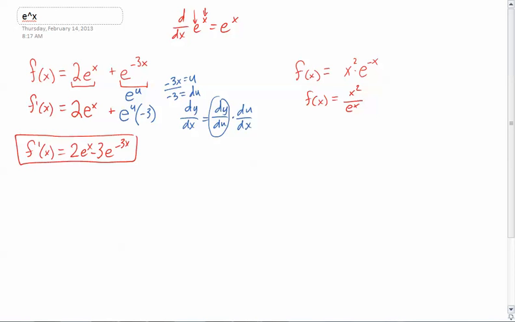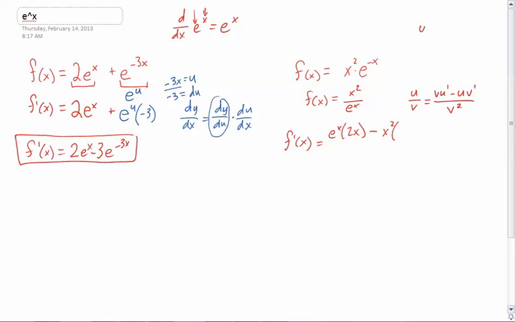Now all I have to do is use the quotient rule, which is when I have the quotient, which is u over v, it becomes v u prime minus u v prime all over v squared. So v would be the e to the x, so e to the x times u prime, which would be 2x, minus u, which was x squared, times v prime. So v is e to the x.